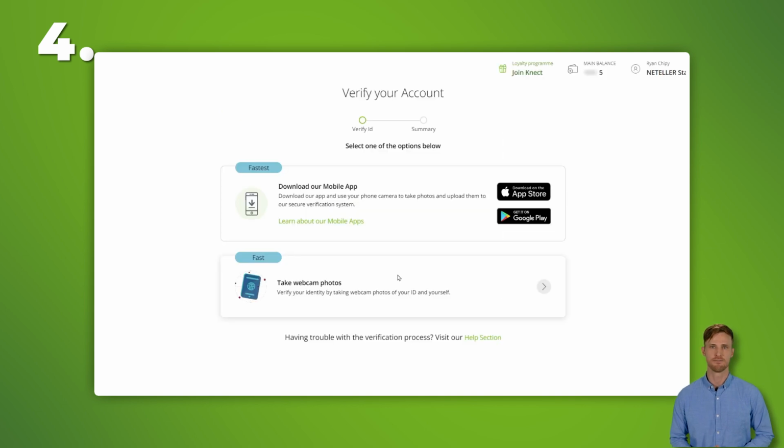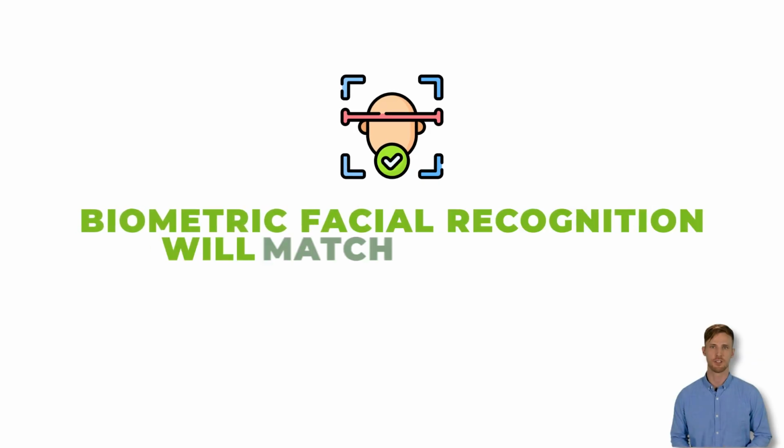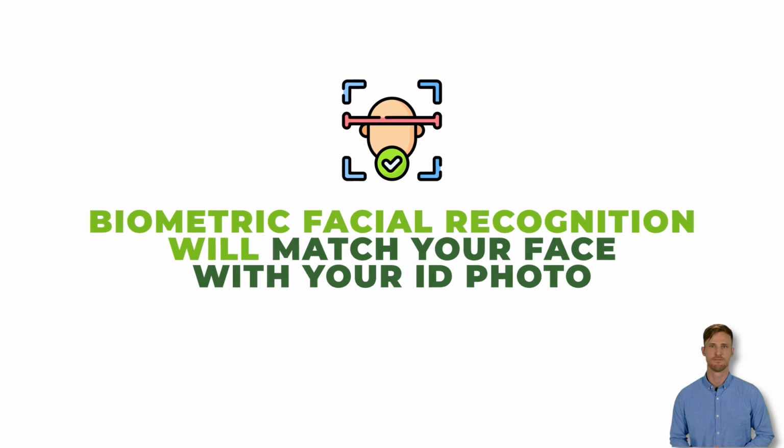Click Continue. To verify your ID, you can either download the mobile app from the App Store or Google Play, or use a webcam to take photos. Finally, take photos of the front and back of your ID, along with a selfie. Biometric facial recognition will match your face with your ID photo.